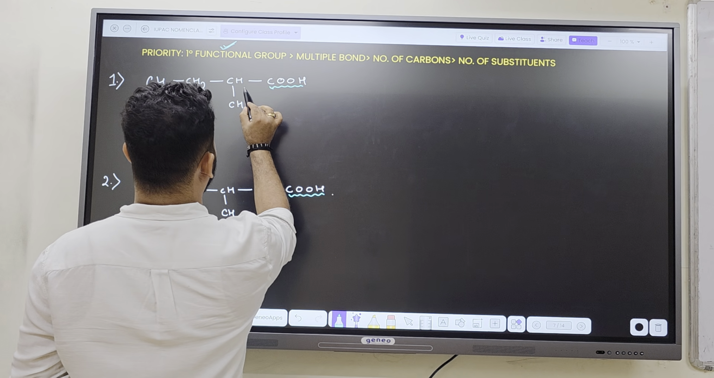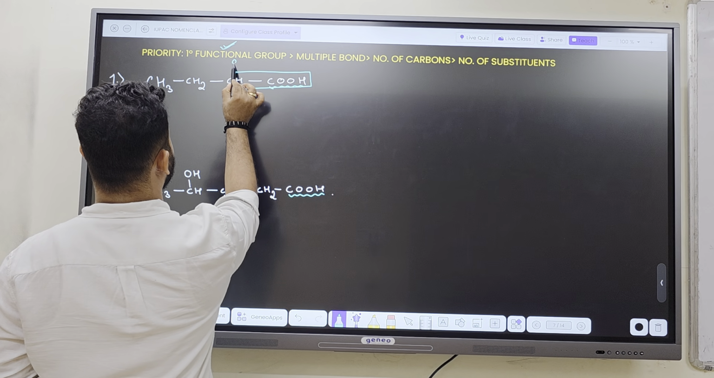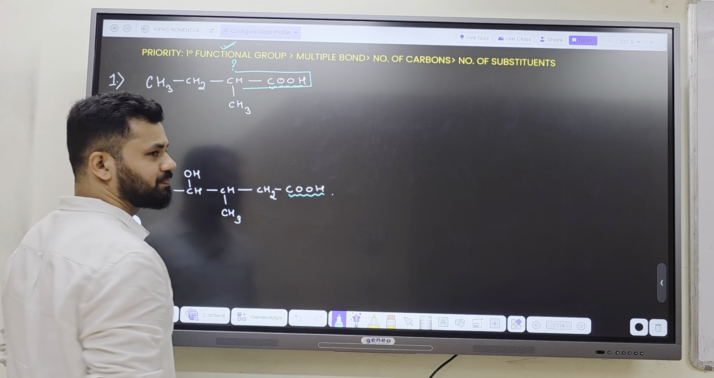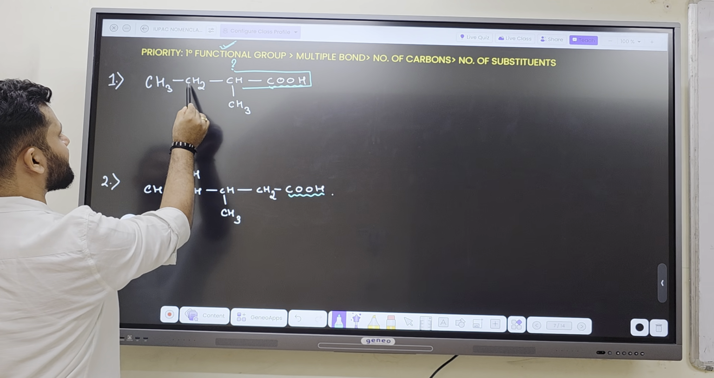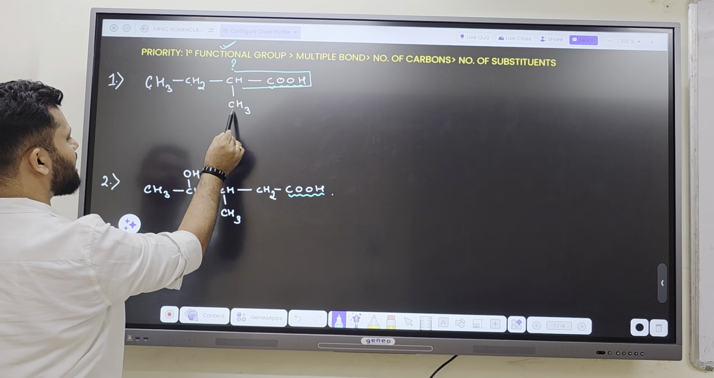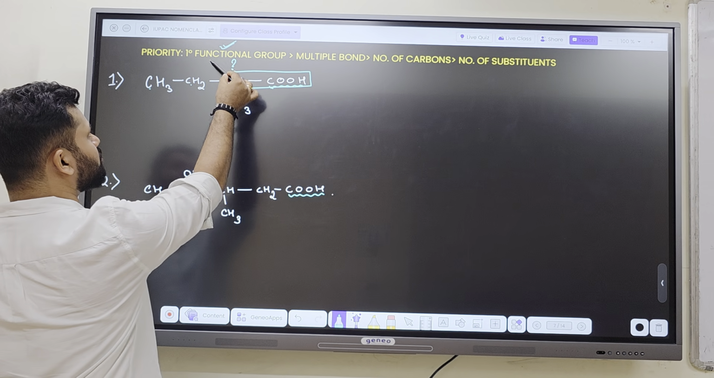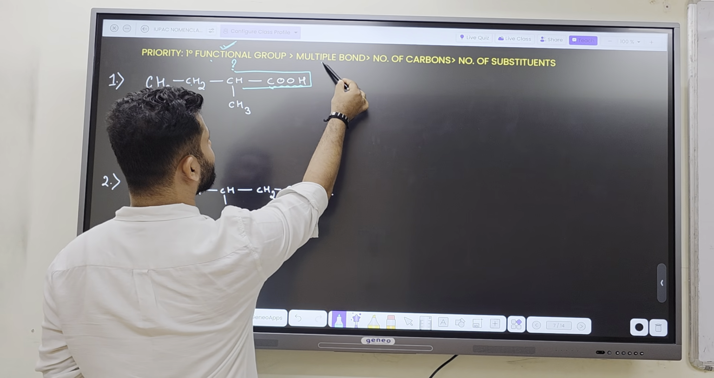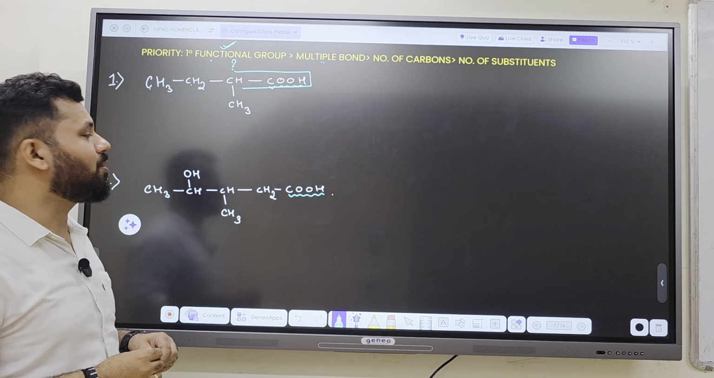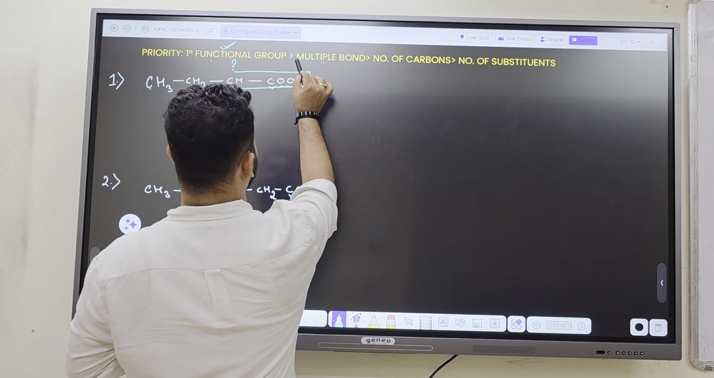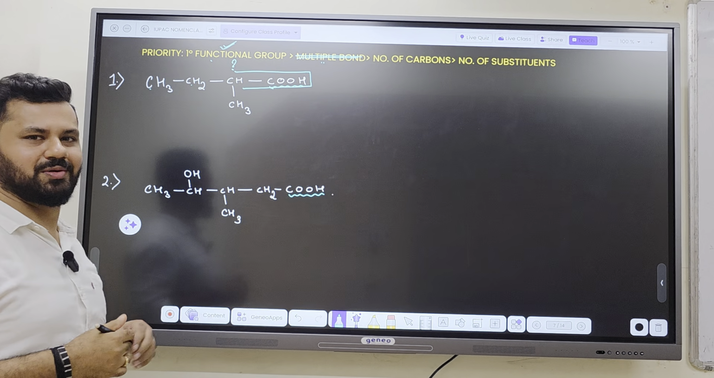So, once I have selected this part, over here I will ask myself a question. If I go straight, then I get 2 carbons. If I move down, then I encounter only 1 carbon. So after functional group, my priority would be to include a multiple bond. But in the given compound, there is no multiple bond. So in this particular case, I'm going to ignore this criteria, this priority, because it's not there.